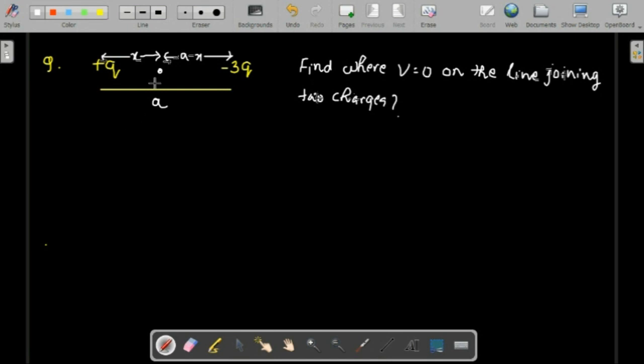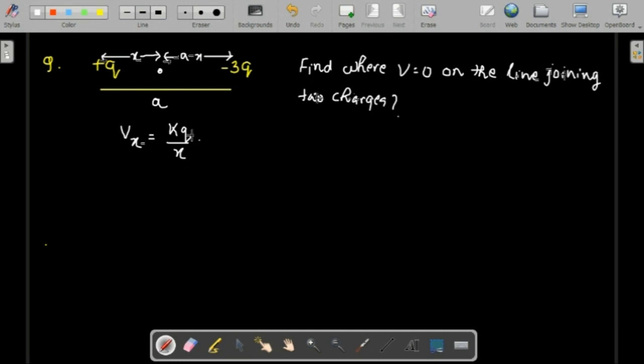Let's find the total potential at this particular point. Potential is a scalar quantity, so if you want to find it, you can use the superposition principle. You add the potential because of this charge plus the potential because of this one. The potential at this point because of plus q is nothing but kq divided by x, the distance from the charge.